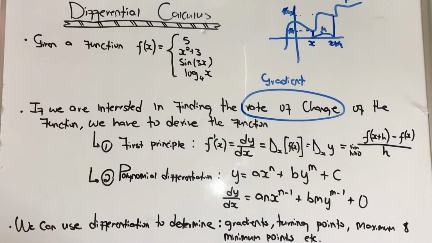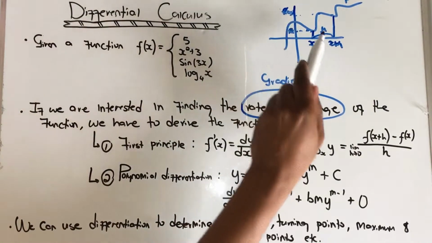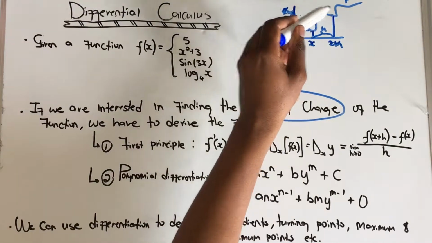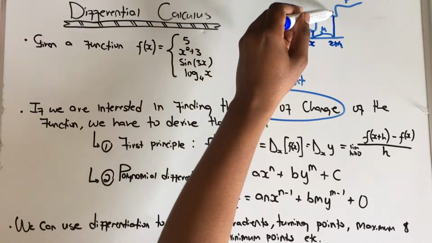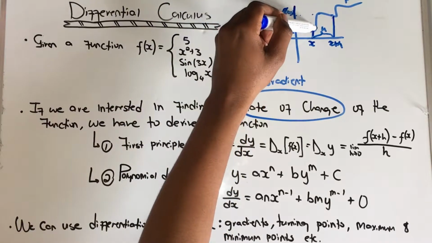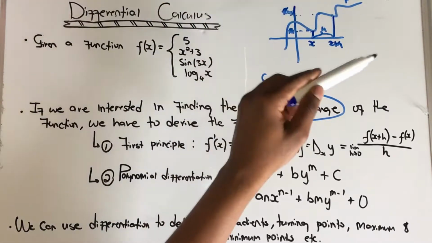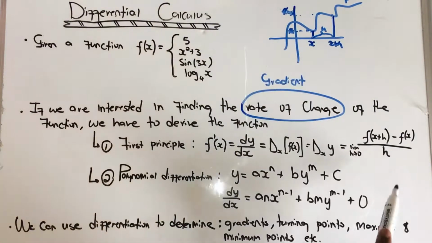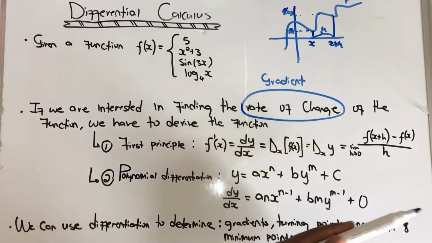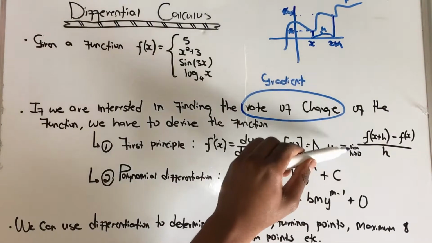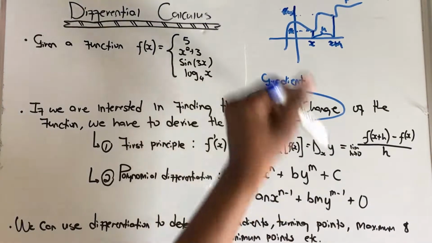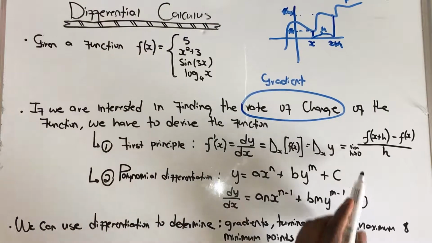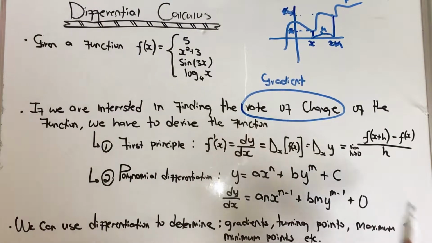Okay, so what we do here, we are taking the average gradient, so f of x plus h minus f of x, that's the same as y2 minus y1, over x2 minus x1, that's x plus h minus x, so the x and x cancel, we are only left with h here. We notice that when we make h as small as possible, we're getting closer to the true gradient, so that's why we're taking the limit as h approaches 0.